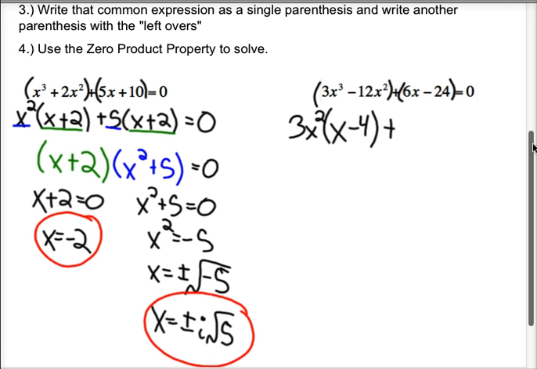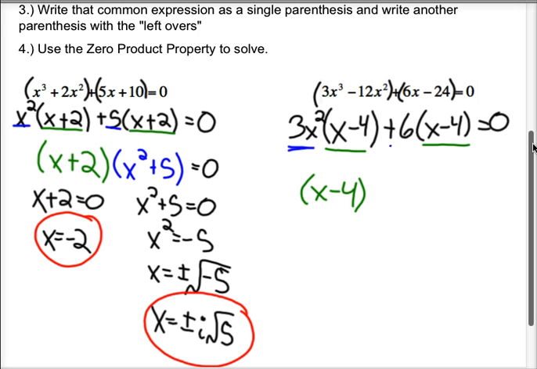In my second parenthesis, a little bit easier to see, I'm just pulling out a 6. But notice the key here. Notice that now I have the same thing left in both of my parentheses. So I'm going to take that x minus 4 and I'm factoring it out. I'm pulling it together. And so now in my second parenthesis, all I have is the leftovers that are left behind. And there you have it.